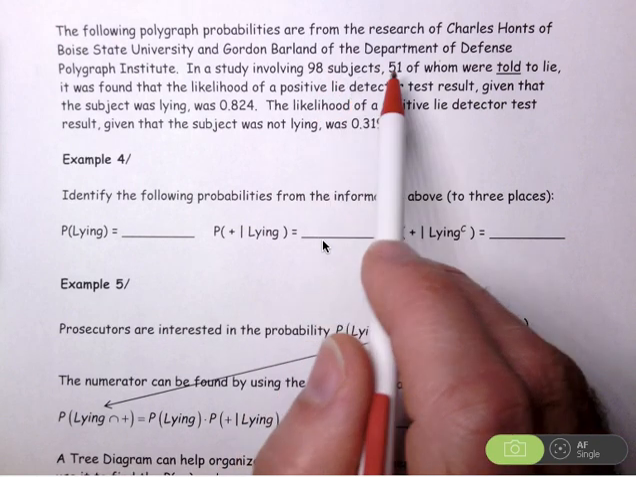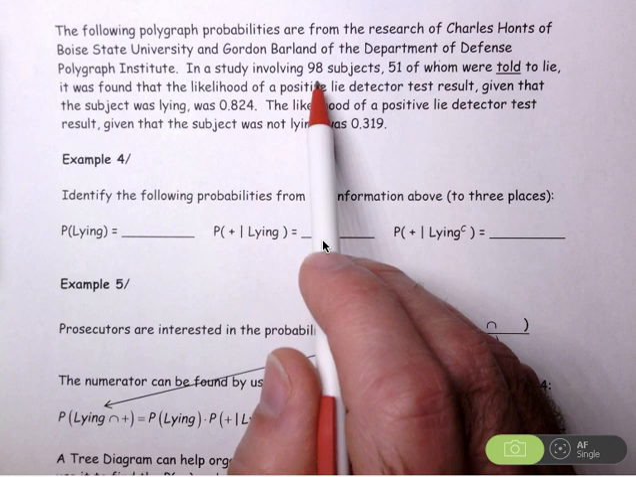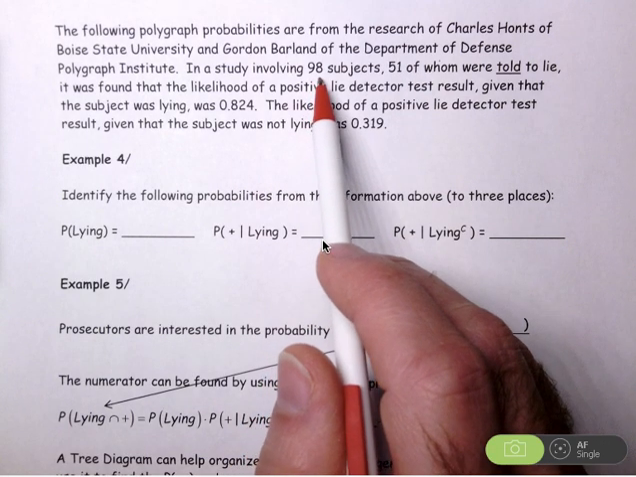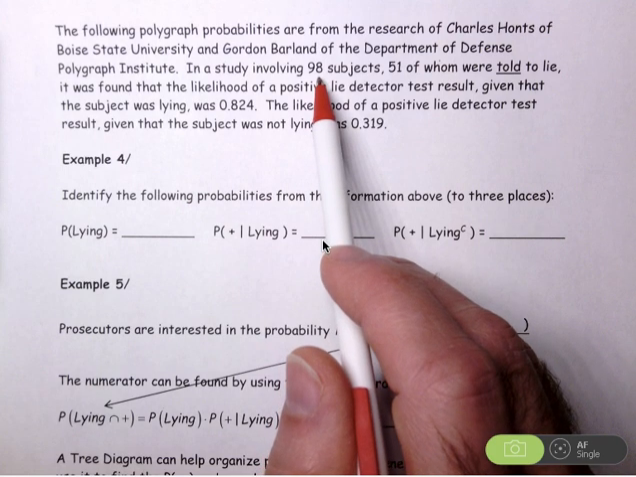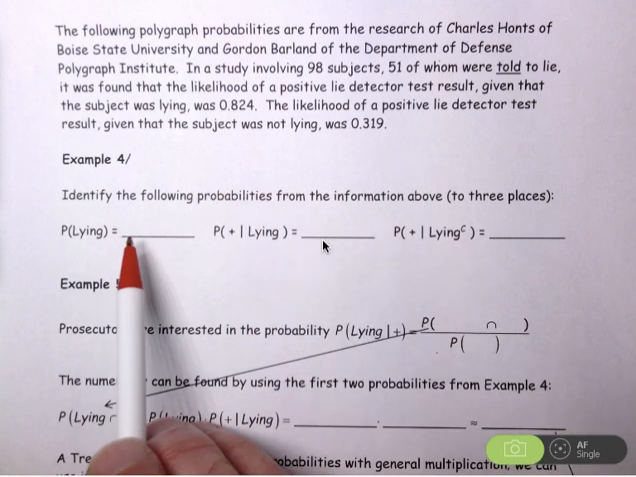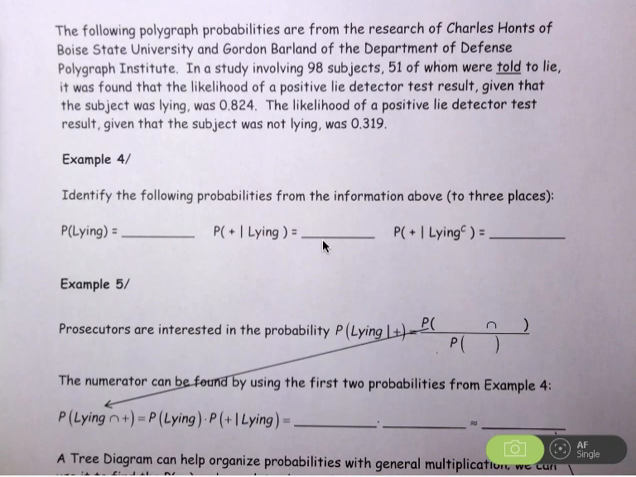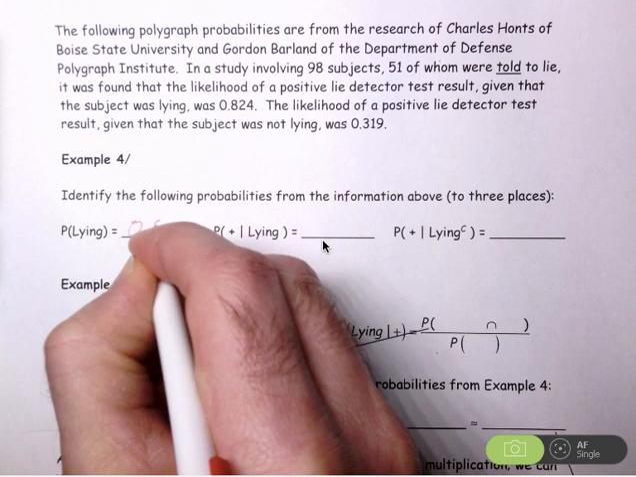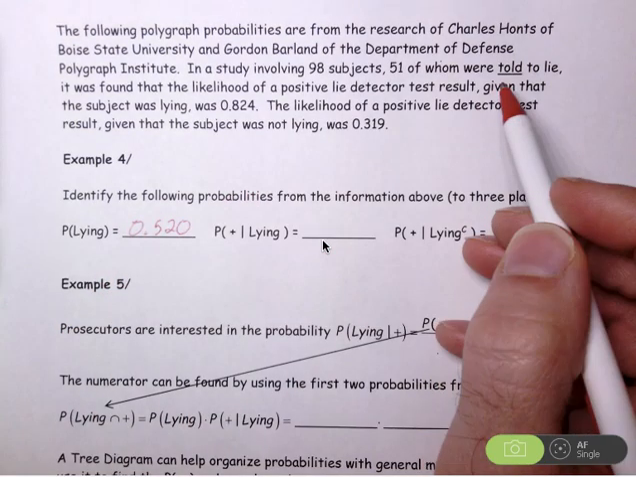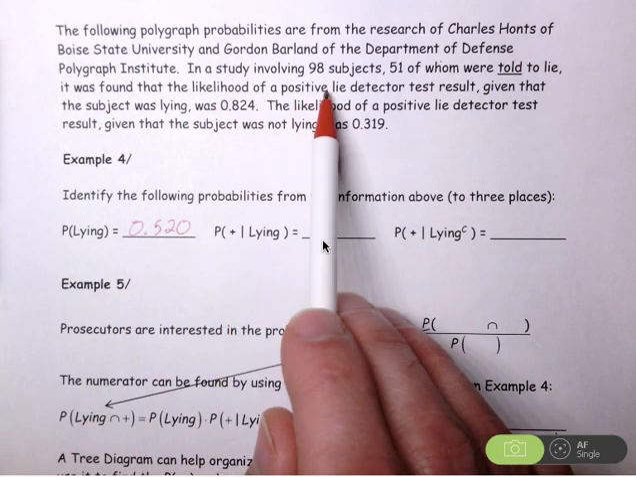In this experiment, there were 51 subjects who were told to lie, 51 out of 98, and the remaining subjects did not lie, and the objective was to determine how accurate the polygraph was. So in this experiment, the probability of lying is 51 out of 98. That's about 52%, so we'll call that about 0.520.